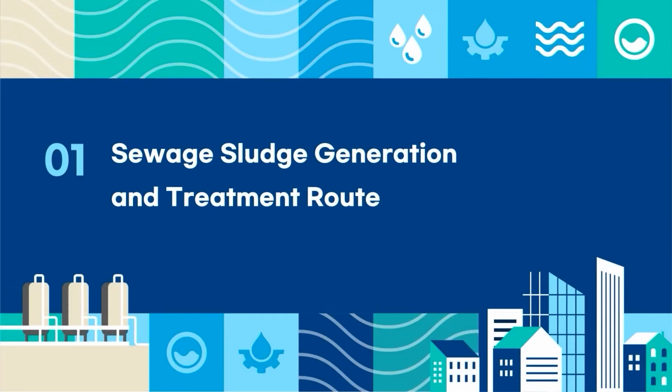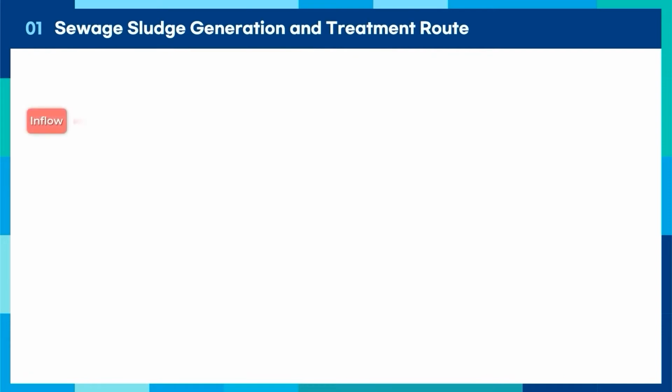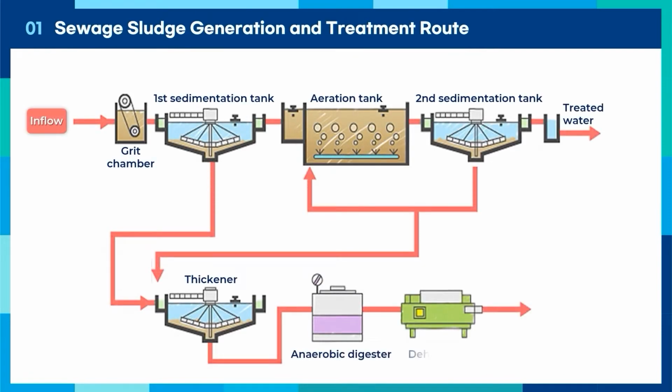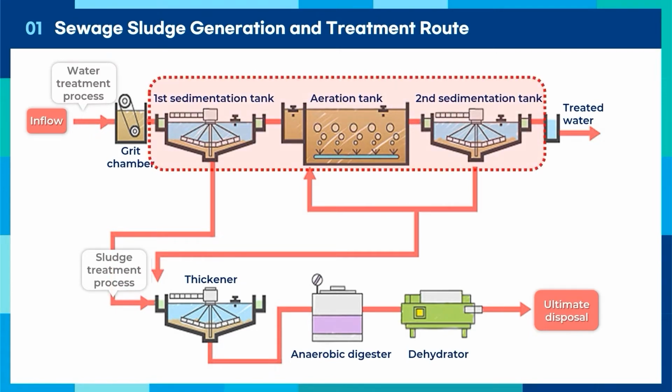Sewage sludge generation and treatment route. First, I'll talk about the production and treatment route for sludge. In general, treatment processes at wastewater treatment plants are divided into water treatment processes and sludge treatment processes. In the primary and secondary sedimentation processes for water treatment, sludge is formed, and this sludge is first taken to a concentration basin to reduce its volume.